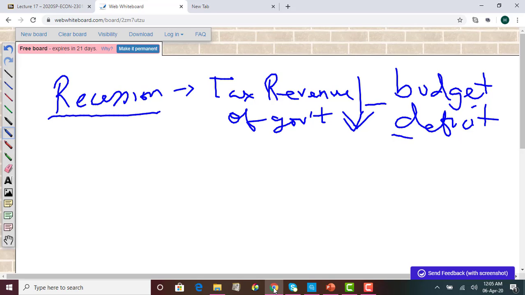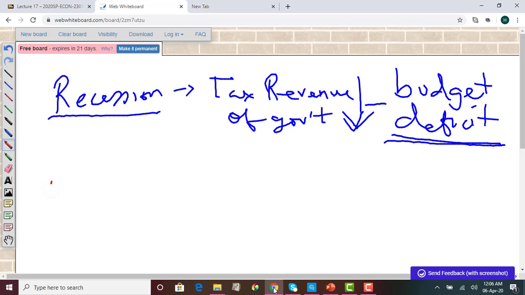It eventually will lead to budget deficit, which means the government is spending more than what they are earning, right? Their government is increasing their spending, but they are decreasing their taxes. If they are decreasing their taxes, they are receiving less tax revenues, but on the other hand, they are spending more. So there is a gap, and that gap is known as the budget deficit. So budget deficit is when the government is spending more than their tax revenue that they are receiving.